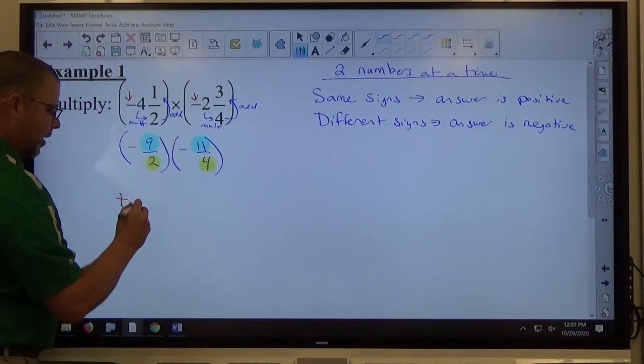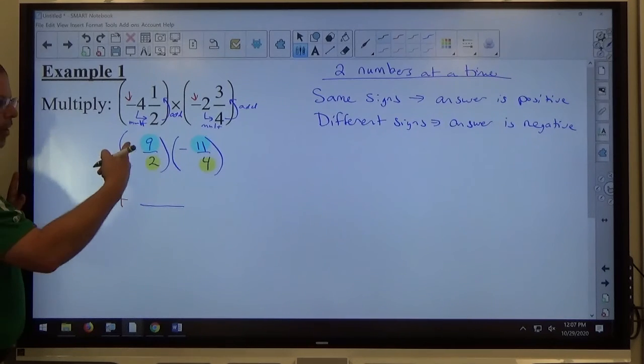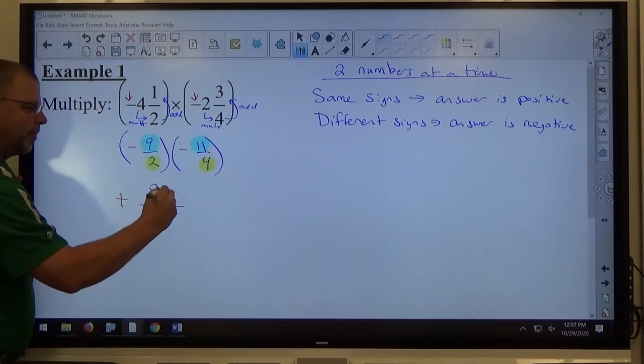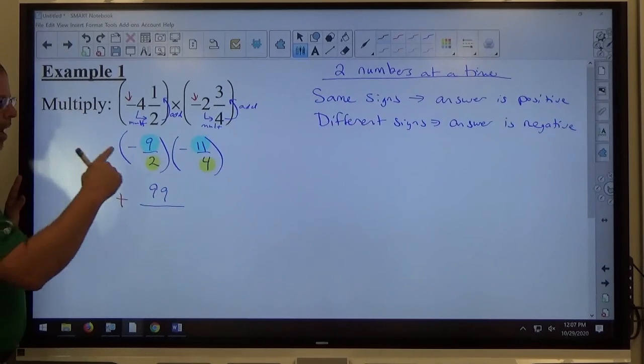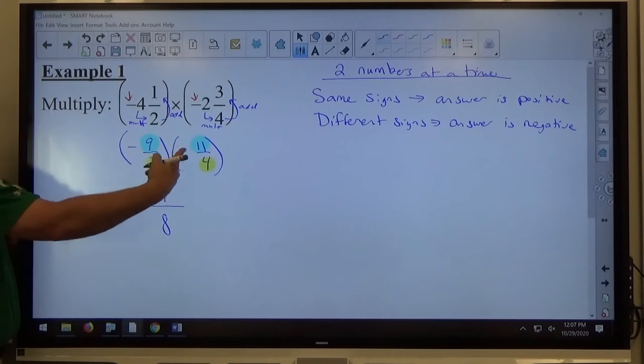So once I've decided it does not reduce, now it's just a matter of multiplying. Multiplication does not require a common denominator. It's much friendlier than addition of fractions. We simply multiply the tops to get the new top. 9 times 11 makes 99. Multiply the bottoms to get the new bottom. 2 times 4 is 8. We already made the decision that it's positive because the signs are the same.